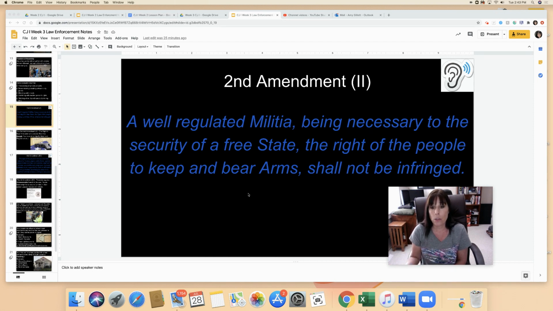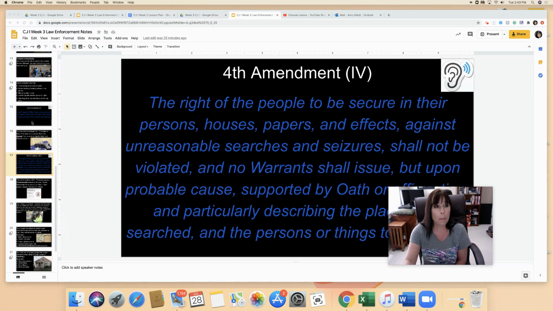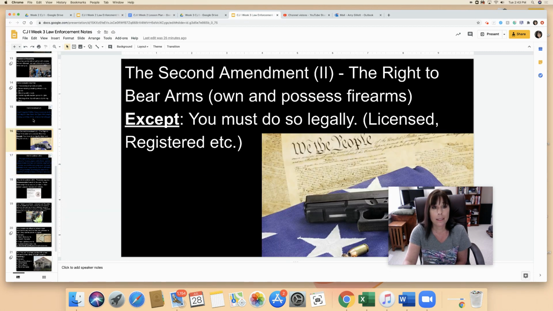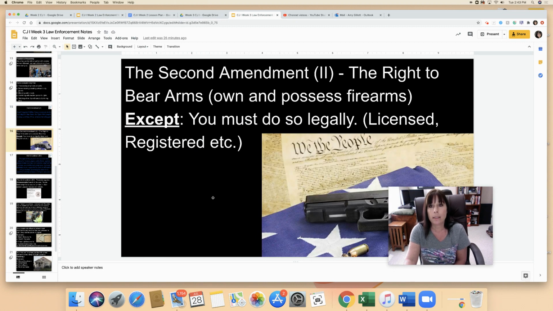So, you have the right, generally, to have a gun. That's what an arm is, a gun, in this context. However, of course, there's exceptions. So, the Second Amendment, I want you to write this down, the Second Amendment, number 2, Roman numeral 2, the right to bear arms. Own and possess firearms.